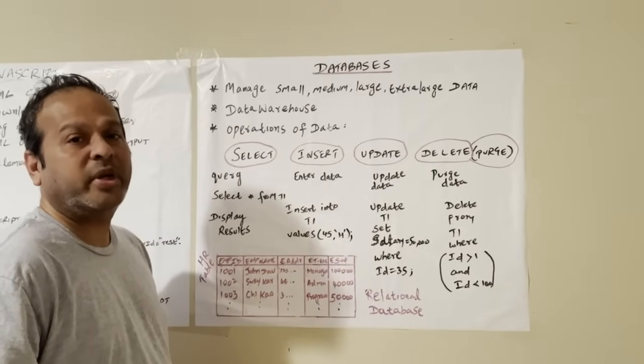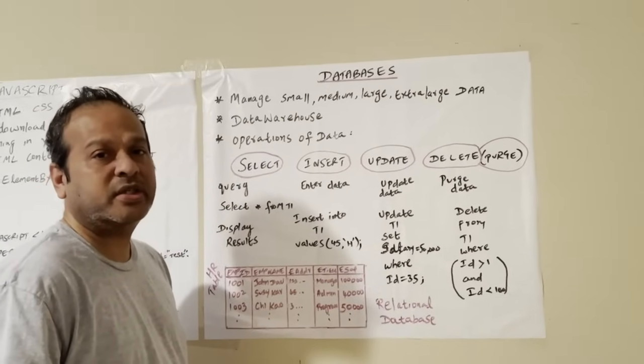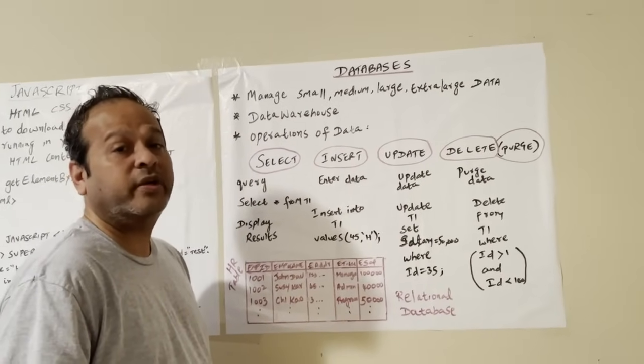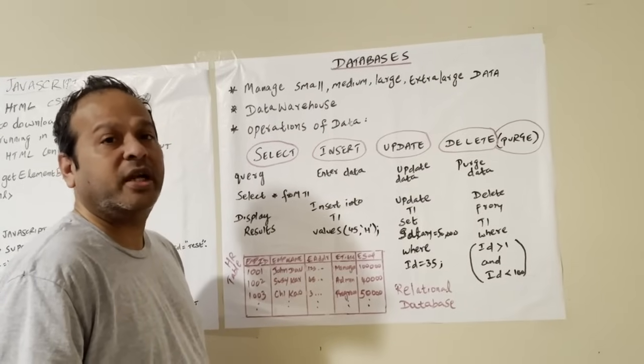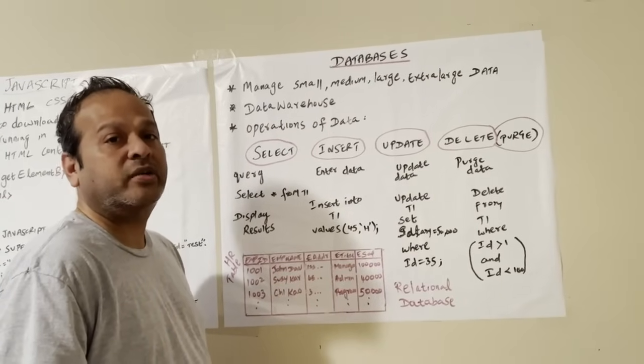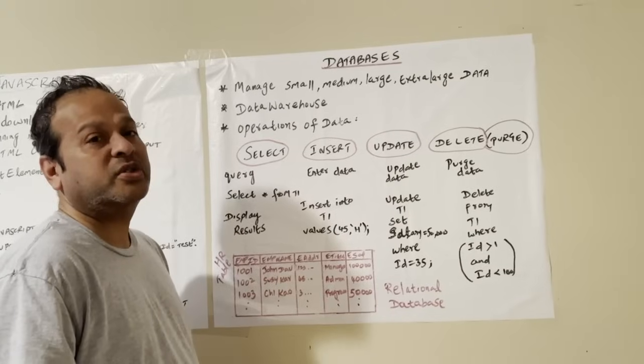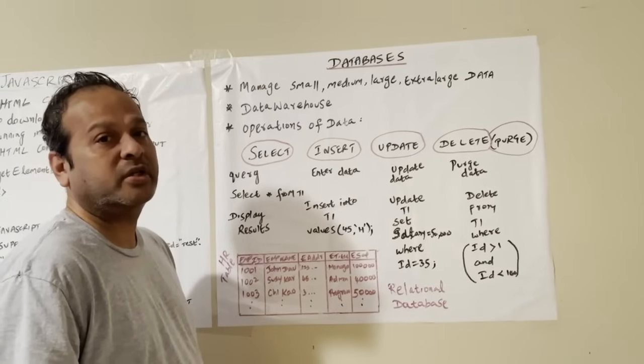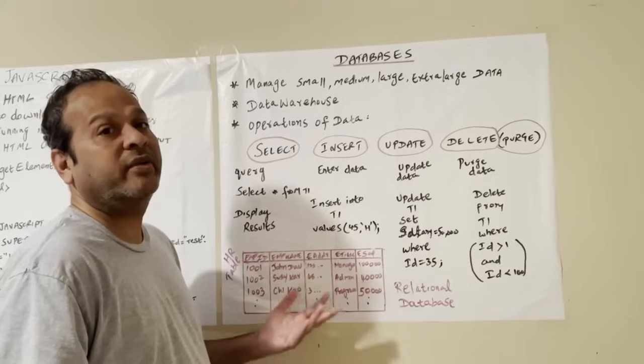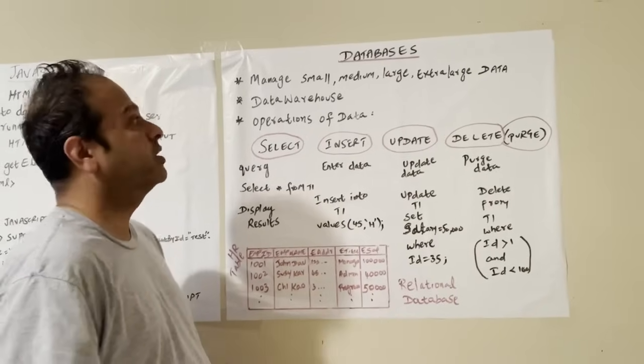Hi, in the previous first video about databases, we discussed four different types of databases: relational, hierarchical, network, and object-oriented. So I'm going to start with the first, relational database. What is a relational database? I'll give an example. It's a brief introduction.